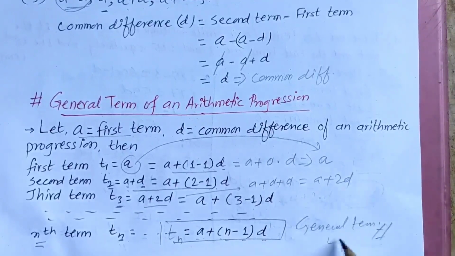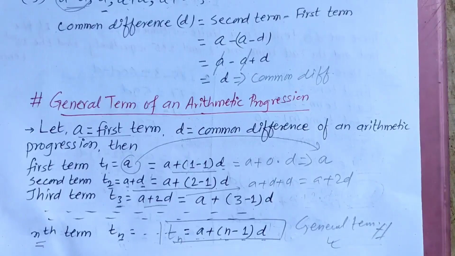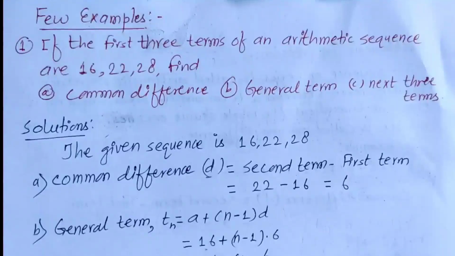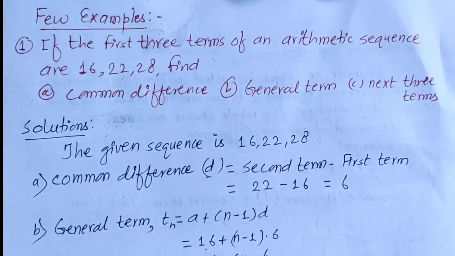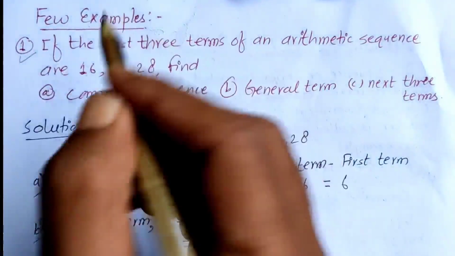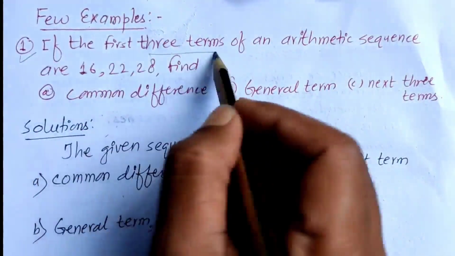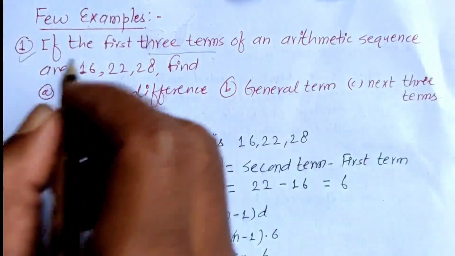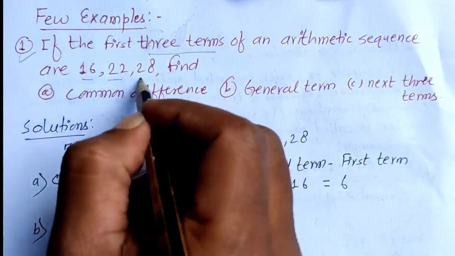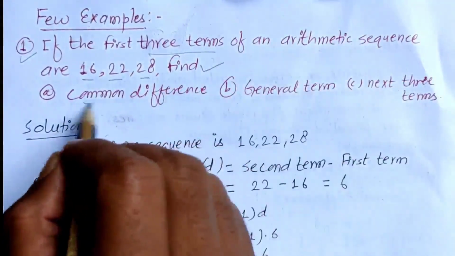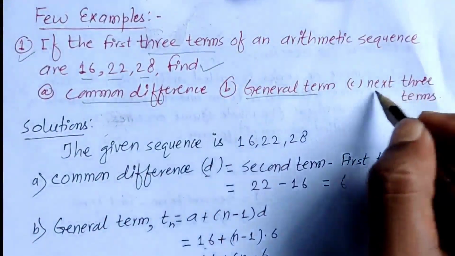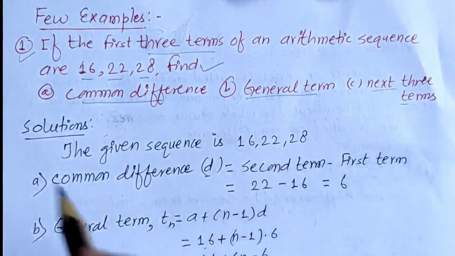Like this way we can find out the general term, and this is one of the very important formulas for this arithmetic progression. Dear students, now we are going to solve a few examples related to the arithmetic progression. First example: if the first three terms of an arithmetic sequence are 16, 22, 28, then find the common difference, general term, and next three terms.